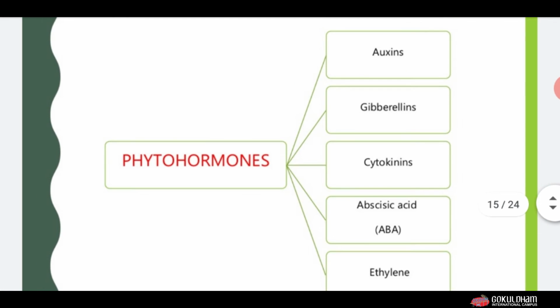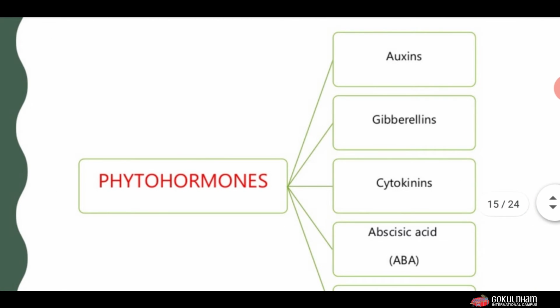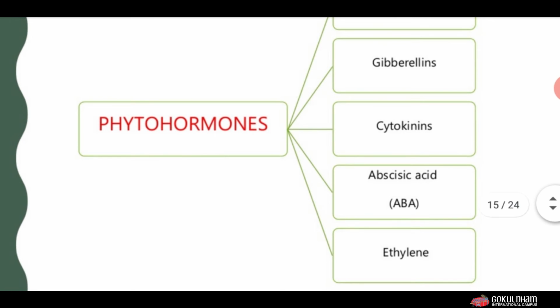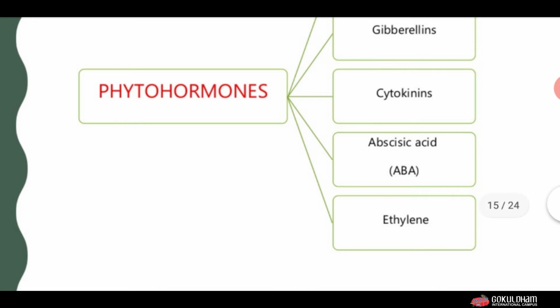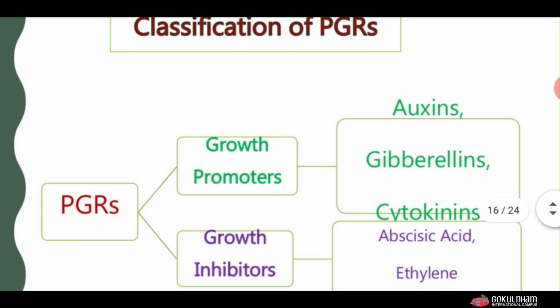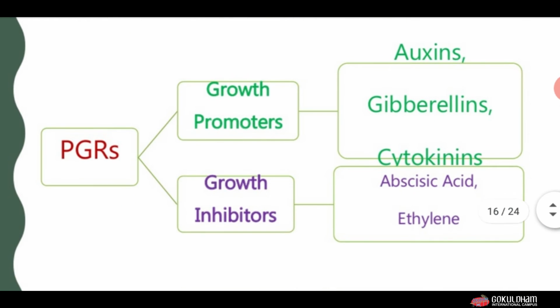There are mainly 5 different phytohormones. First is auxin, second is gibberellin, third is cytokinin, fourth is abscisic acid, and last is ethylene. The plant growth regulators are divided into 2 groups: growth promoters and growth inhibitors. Growth promoters promote the growth, and growth inhibitors inhibit the growth of the plant.